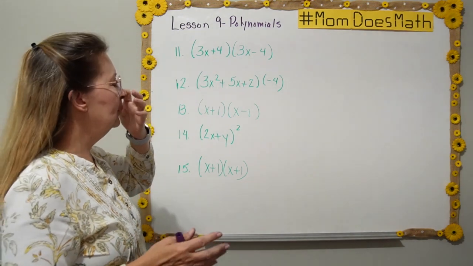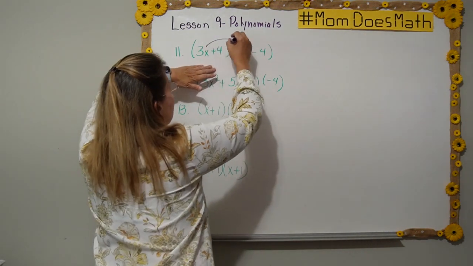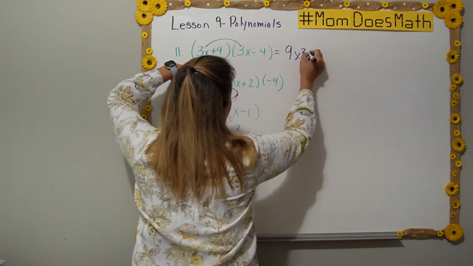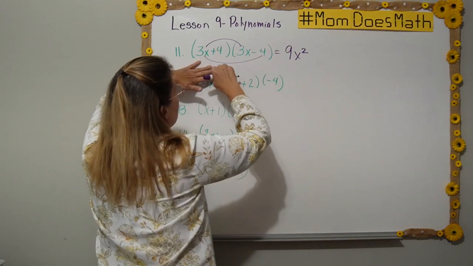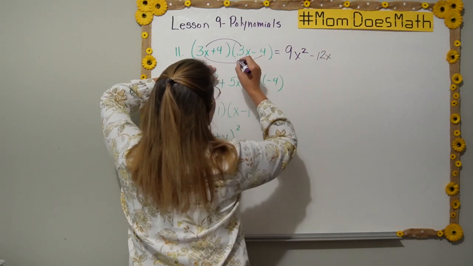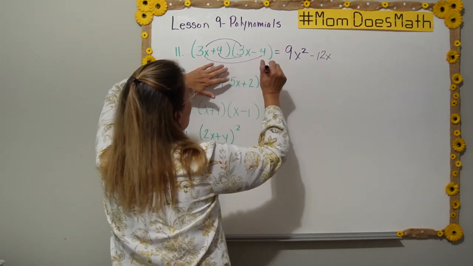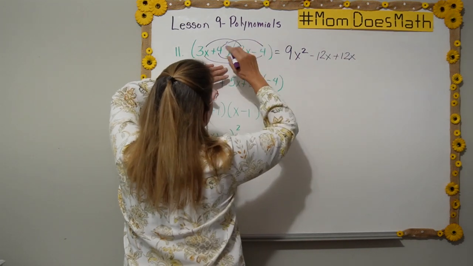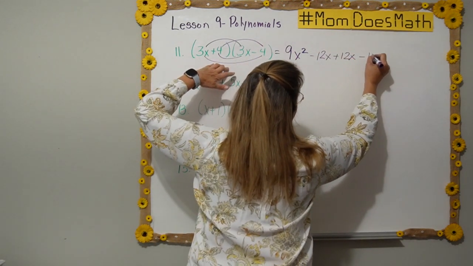Binomial times binomial. We're going to multiply the first two together. 3x times 3x is 9x squared. The outside 2, 3x times minus 4 is minus 12x. The inside 2, positive 4 times 3x is positive 12x. And then your last 2, 4 times 4, is going to be negative 16.